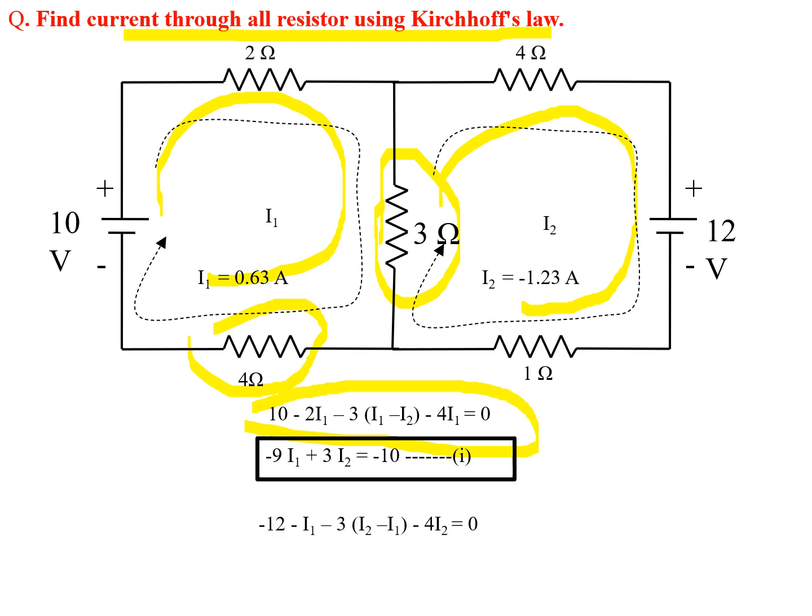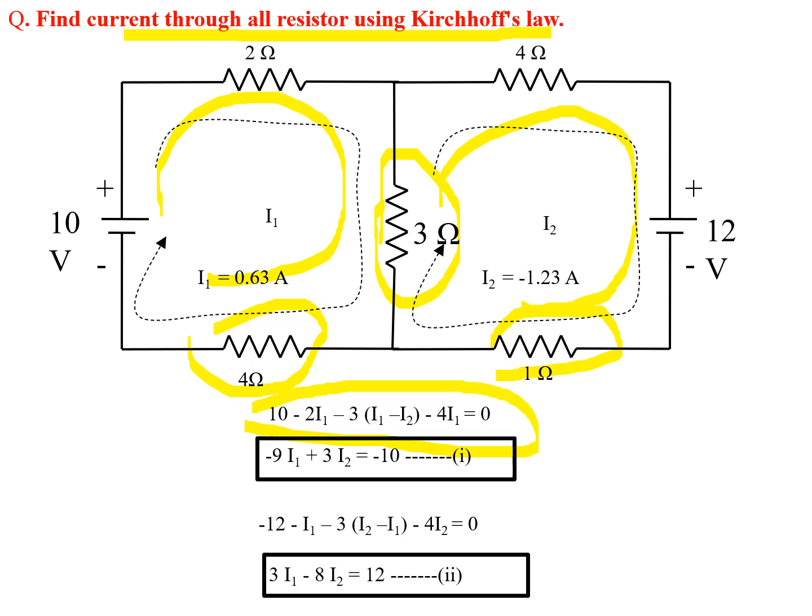Similarly, I will write the KVL equation for the second loop. In the second loop, what I will get is this voltage minus 10, minus I1, then minus 3 times I2 minus I1. Now I2 will become positive because we are considering the second loop and the first loop will be treated as negative, and minus 4I2 is equal to 0. And in that, we will get two equations. If we solve these two equations simultaneously, we will get the values of I1 and I2.